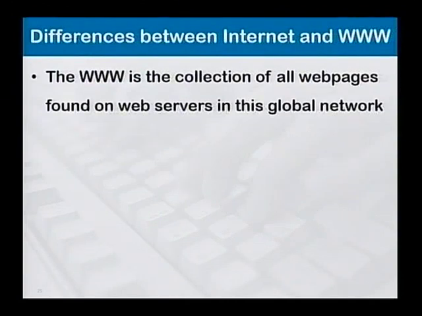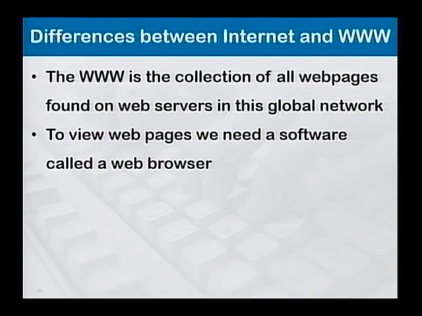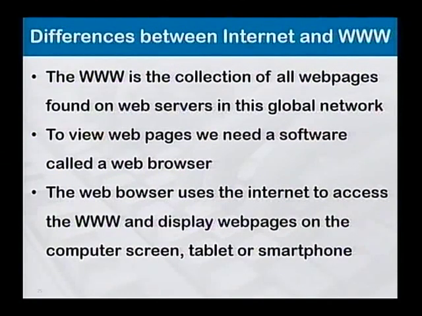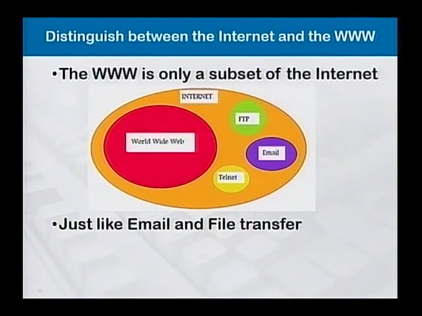On the other hand, the World Wide Web is a collection of all web pages found on web servers in this global network. To view web pages, we need a software called a web browser. The web browser uses the internet to access the WWW and display web pages on the computer screen, tablet, or smartphone. The WWW is only a subset of the internet, just like email and file transfer.